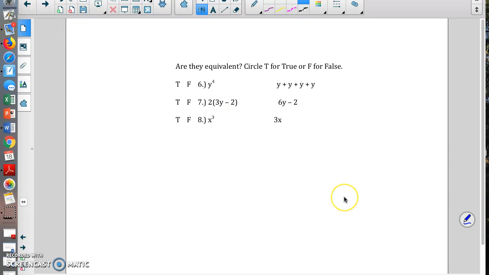Okay, so let's start looking. On your test, you're going to have 3 questions like this, and it's going to be true or false. Are they equivalent or are they not? So let's look at this first one.